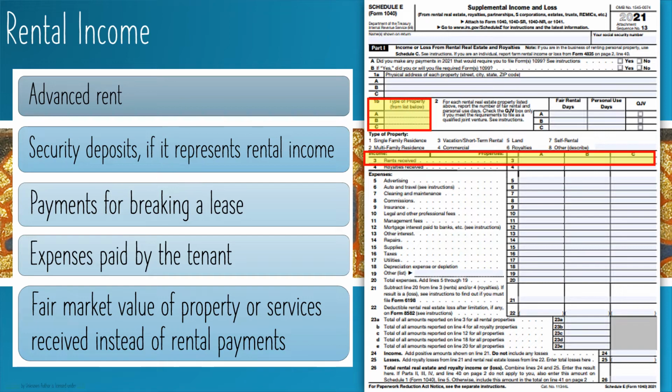So payments for breaking a lease are also considered rental income. If the tenant paid any expenses for the rental, that's rental income to the landlord. And fair market value of any property or services received instead of rental payments. Again, bartering is just generally out of scope for the VITA program because it's a little more complicated in figuring out what the fair market value of those property or services is. But outside of that, taxpayers still have to report that as income.